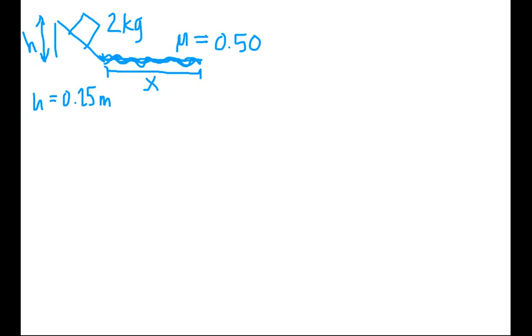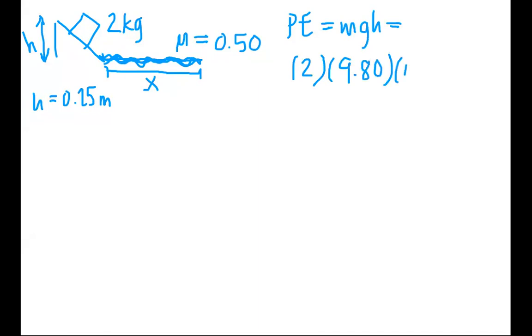Right, and as we remember, our potential energy equation is equal to mgh. Therefore, our potential energy is equal to the mass of 2 kilograms times our gravity, which is 9.80, times height, which is 0.25, which gives us potential energy, or total energy, because that's all that's there, of 4.9 joules at the beginning of the problem.